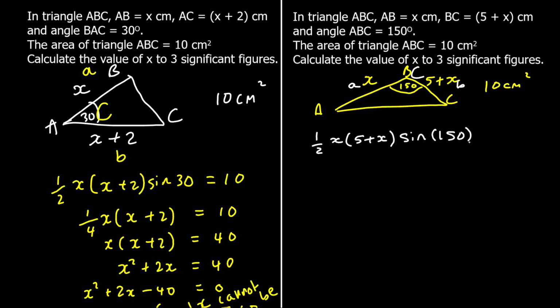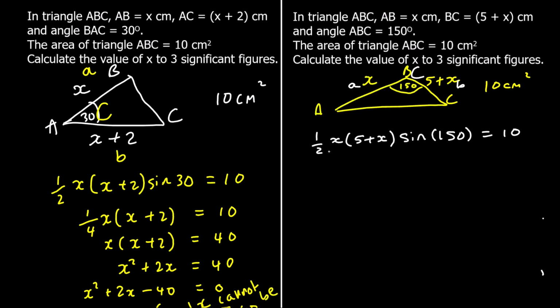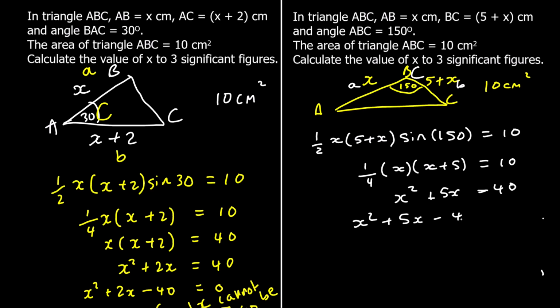And again, sine 150 is the same as sine 30. That's a half, equals 10. You can check that. Sine 150 is 1/2. So half times a half is a quarter again. A quarter of x times 5 plus x. I've written x plus 5, it's the same thing. Times by 4 and expand the bracket. So x squared plus 5x equals 40. Make it equal to 0.